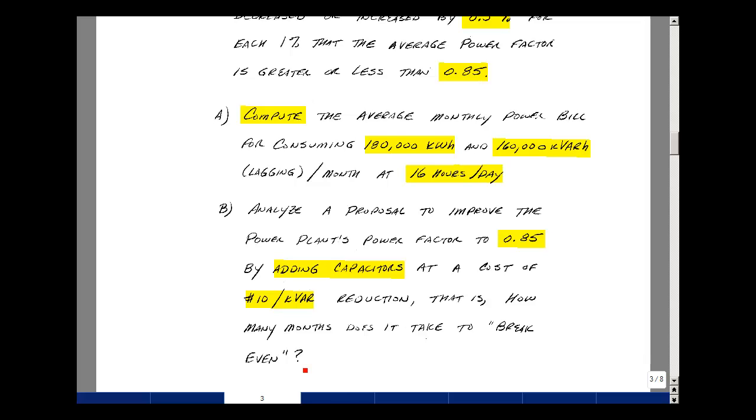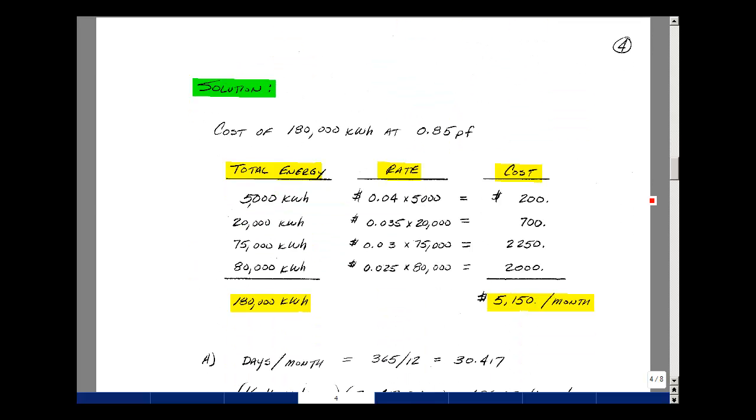This is a homework assignment I gave several years ago, and the rates for your local utility might be quite different. We want to take a look at what the current rates are. All right, our price breaks are at 5,000, 20,000, 75,000, and above that. So for the first 5,000 kilowatt hours, we're going to pay 4 cents. We're going to multiply that by the rate per kilowatt hour, and that's $200.